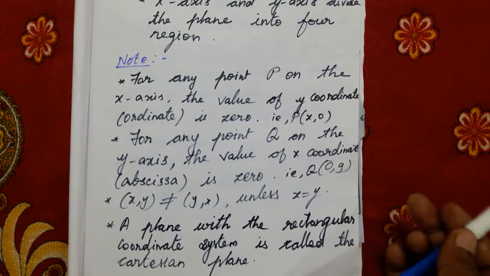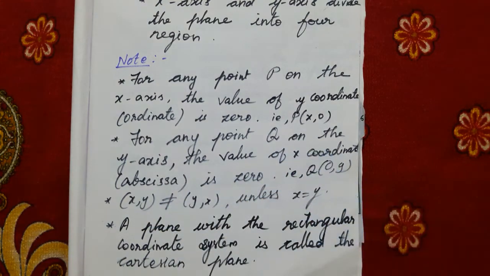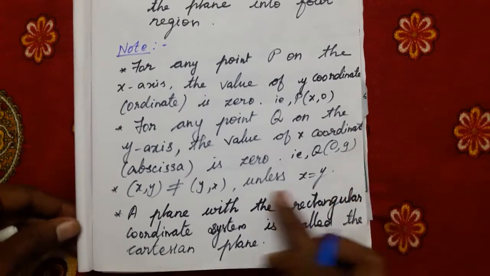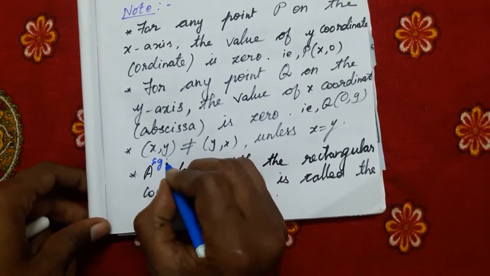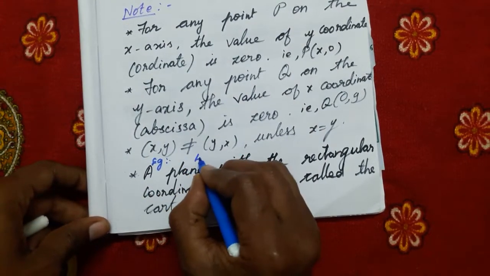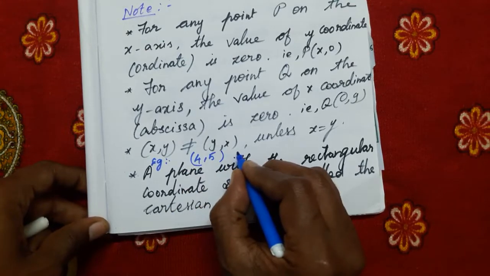Next, (x, y) is not equal to (y, x) unless x is equal to y. For example, is (4, 5) equal to (5, 4)?